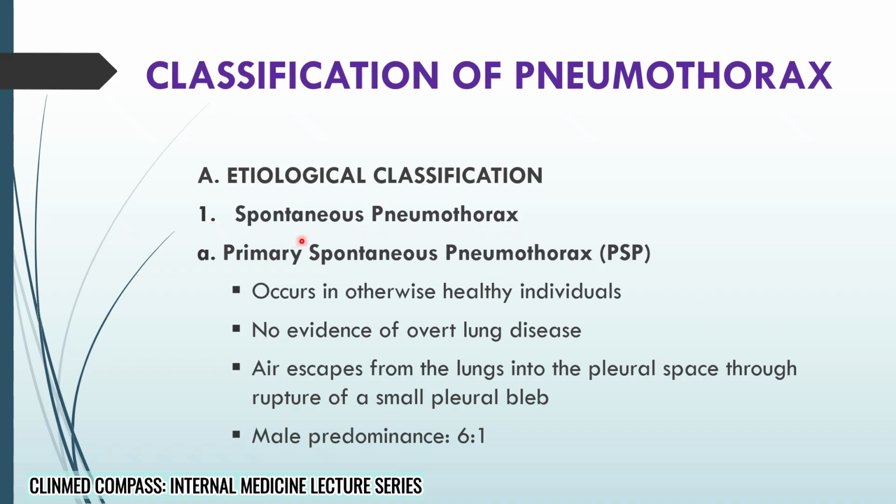One is spontaneous pneumothorax, which is subdivided into primary spontaneous and secondary spontaneous pneumothorax. Primary spontaneous pneumothorax occurs in otherwise healthy individuals without evidence of lung disease. It is typically caused by rupture of small pleural blebs, which causes air to escape from the lungs into the pleural space. For primary spontaneous pneumothorax, there is a very strong male predominance, about a 6:1 ratio.